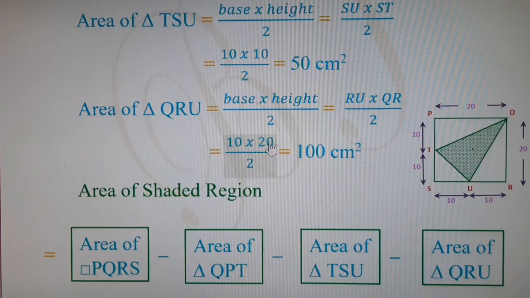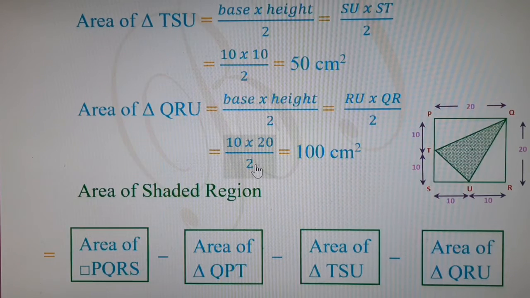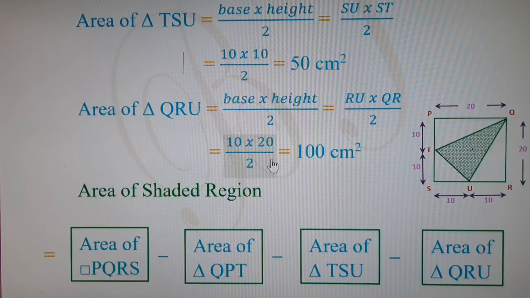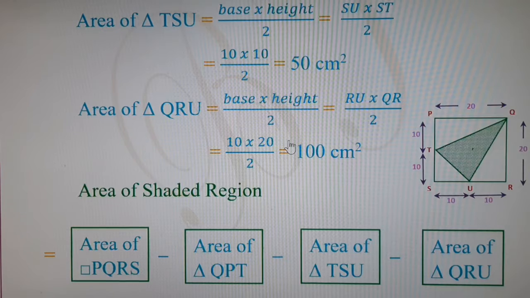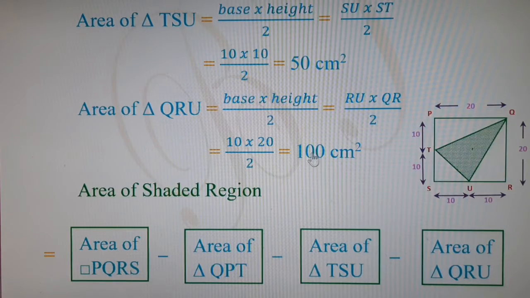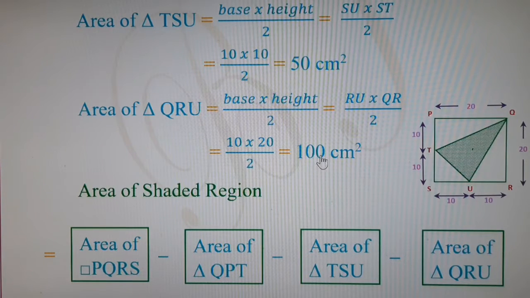Or we can say 200 upon 2 can be simplified and reduced by using 2's table to cut the denominator 2 and to cancel the numerator 200. So 200 upon 2, our answer will be 2 ones are 2, 2 hundreds are 200. So we will get the next step as 100 upon 1 or only 100. Or we can say 200 upon 2 means 200's half is 100. So 100 centimeter square is the area of triangle QRU.